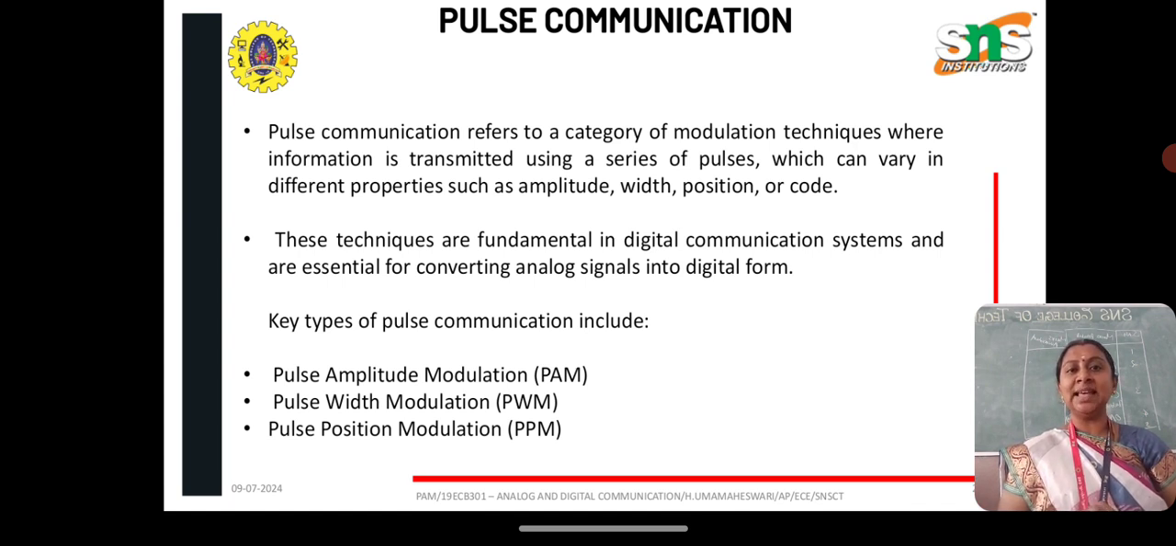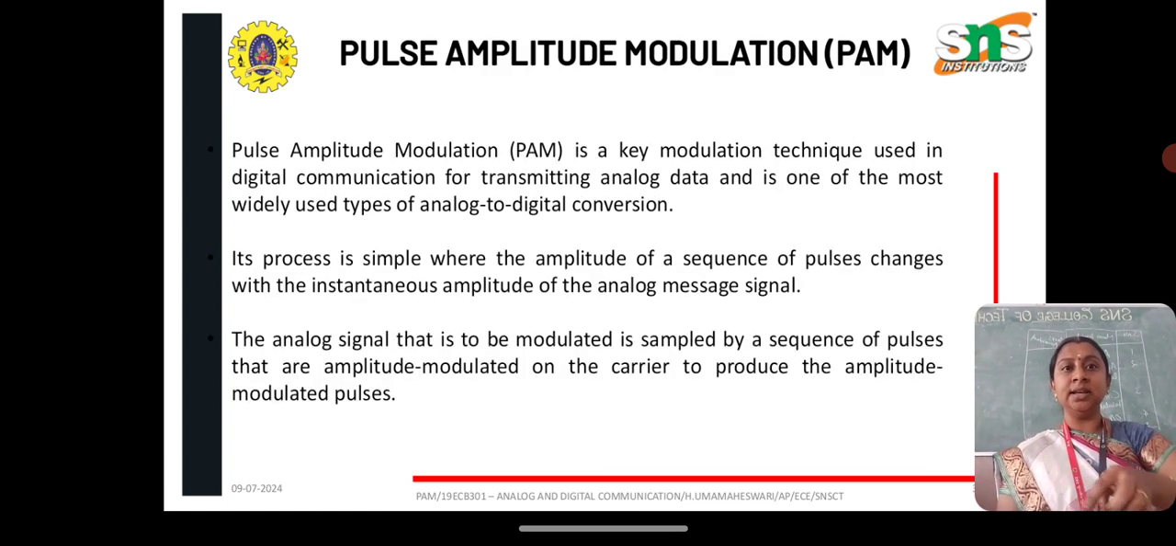The first one is pulse amplitude modulation, the next one is pulse width modulation, and the third one is pulse position modulation. These techniques are fundamental in digital communication systems and are essential for converting the analog signal into the digital signal. In this particular video, I am going to explain what is meant by pulse amplitude modulation.